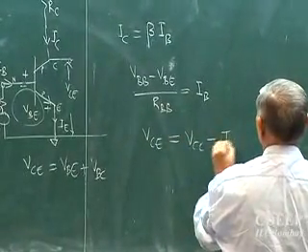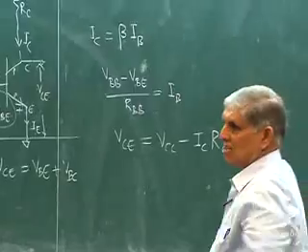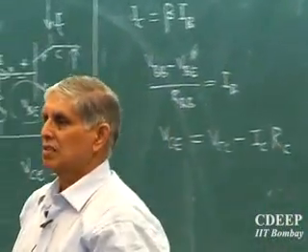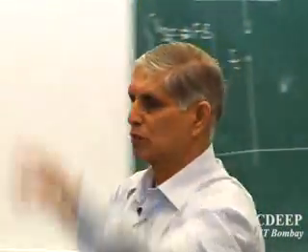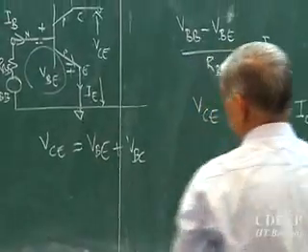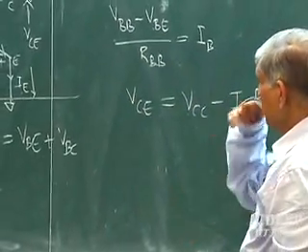VCC minus ICRC. The drop across the resistor subtracted out of the power supply is the remainder voltage. Now here is the problem which we would like to see before we go ahead.